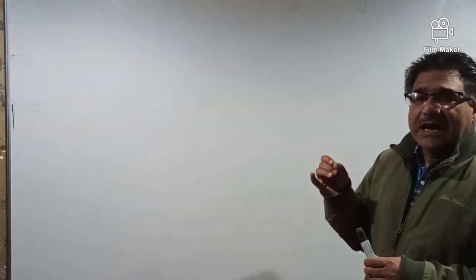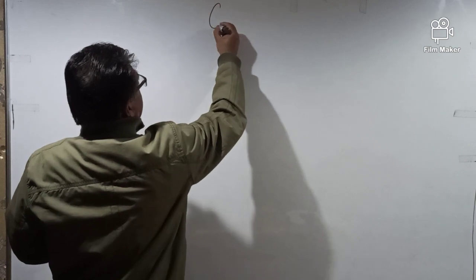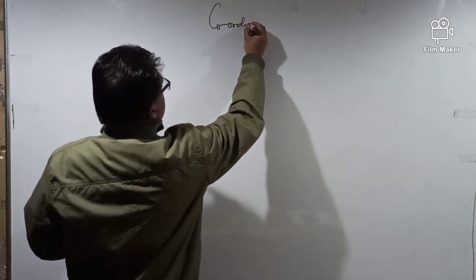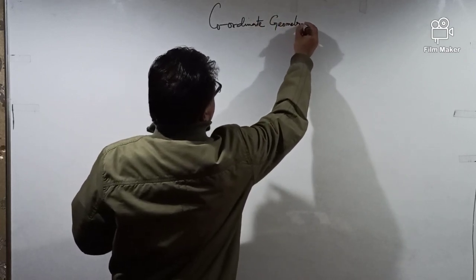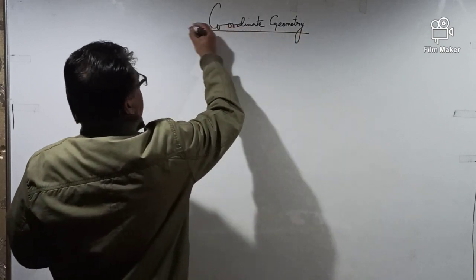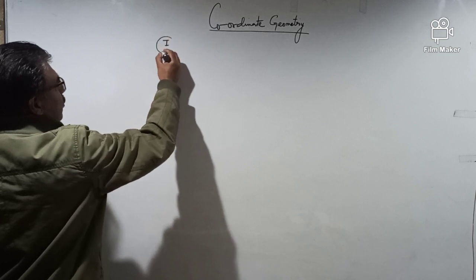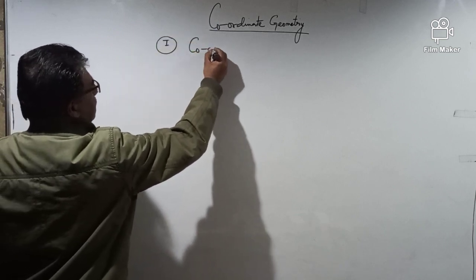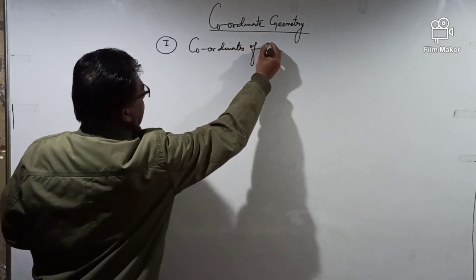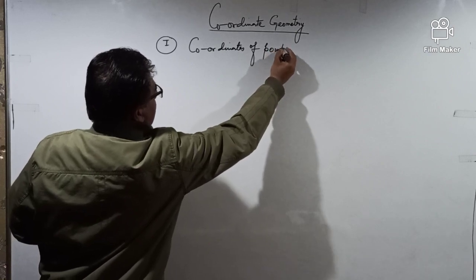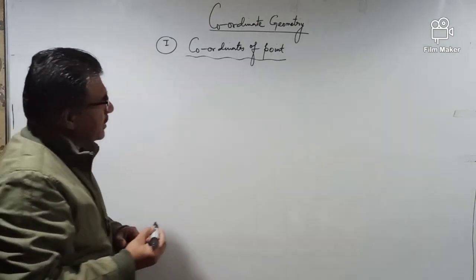What I will do, I will begin with coordinate geometry. Coordinate geometry is, number one, coordinates of point. Now, what are the coordinates of the point? How will you define the coordinates of point?